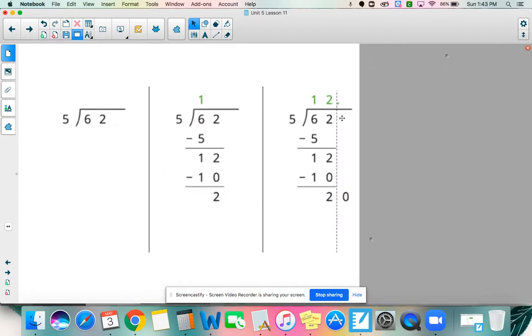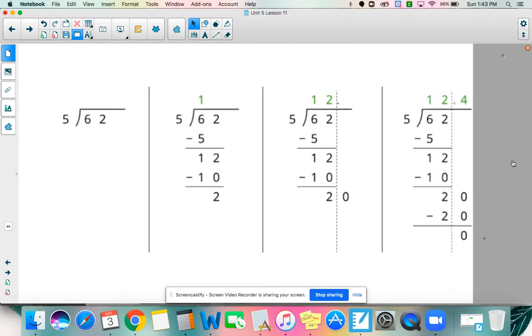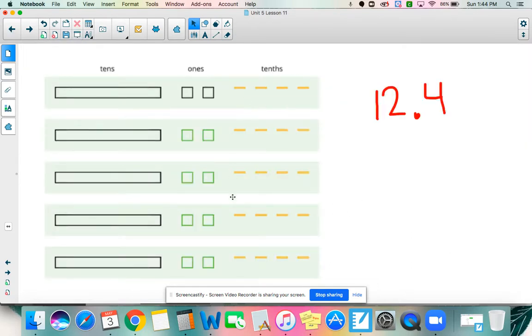And then we noticed I still have a 2 left over. So you actually have to draw in your decimal place. Notice that the decimal is at the end here because it comes after the ones digit. And we brought down a 0. So 5 into 20, 4 times. When I subtract that out, nothing is left. So we can see that this 20 was the 20 tenths that I created over here by breaking up my visuals.